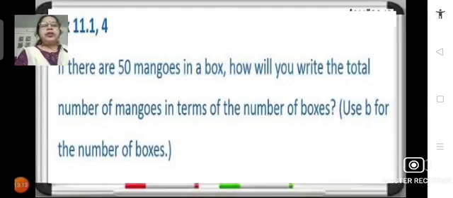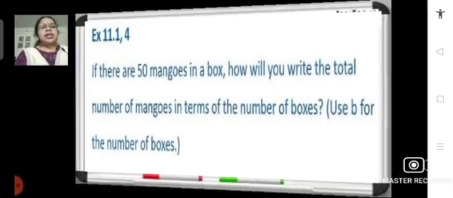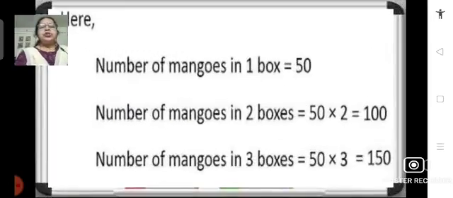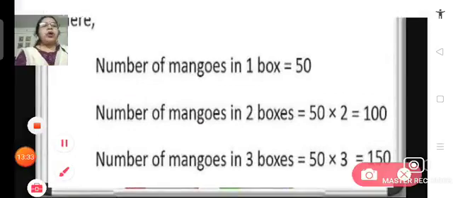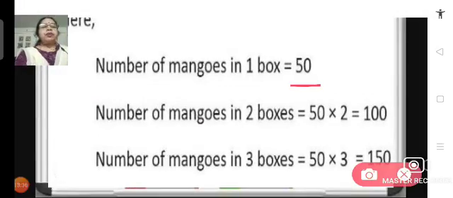So question number 4 of exercise 11.1. If there are 50 mangoes in a box, how will you write the total number of mangoes in terms of the number of boxes? Use B for the number of boxes. In the same manner we will answer this problem also. The number of mangoes in one box is equal to 50. What will be the number of mangoes in 2 boxes? It will be 50 multiplied by 2, that is 100, and in 3 boxes 50 multiplied by 3 is equal to 150. If it is 4 boxes, then it will be 50 multiplied by 4, that means 200.